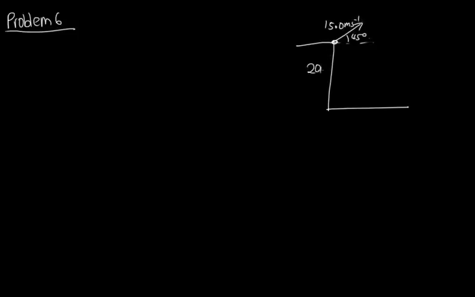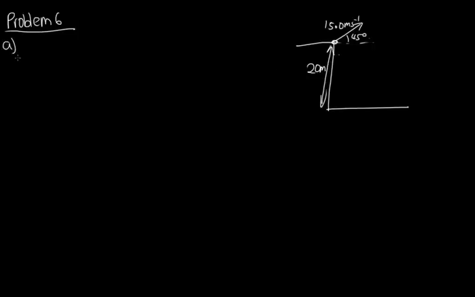Problem 6. So problem 6 is a projectile motion question. In this problem, we're projecting a projectile off the top of a cliff. It's making an angle of 45 degrees with the horizontal there, and it's got an initial velocity of 15.0 meters per second. The cliff is 20 meters above sea level.